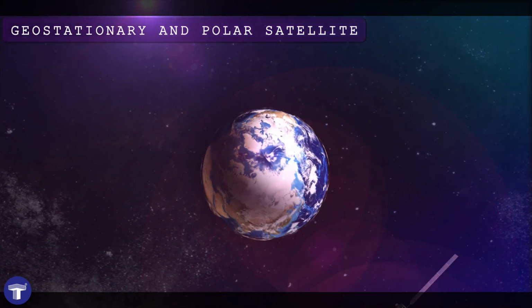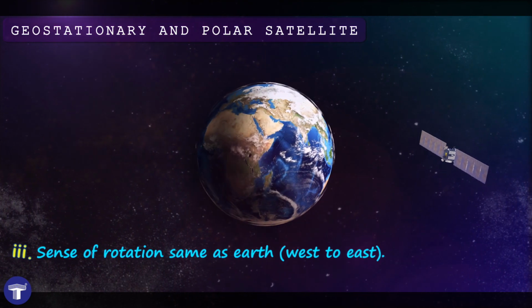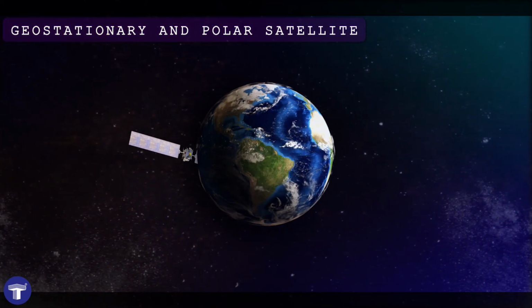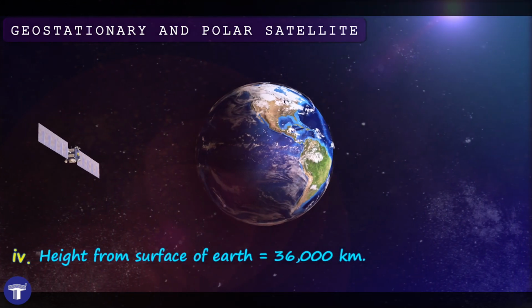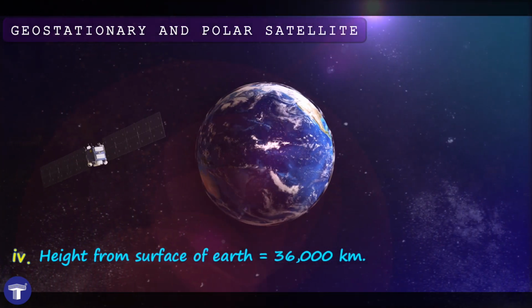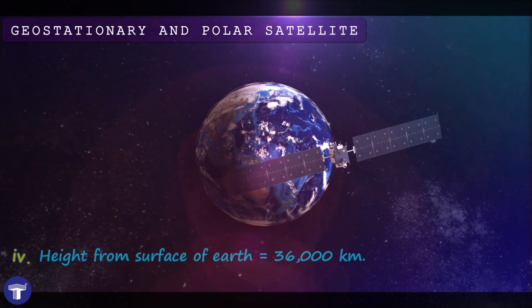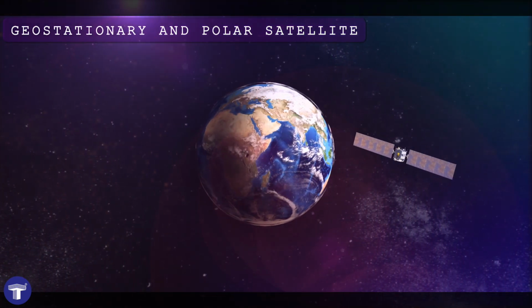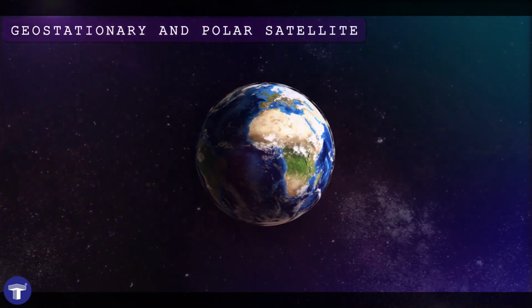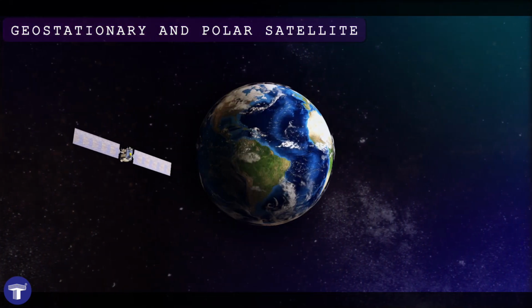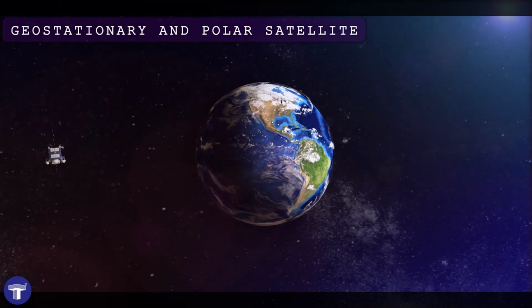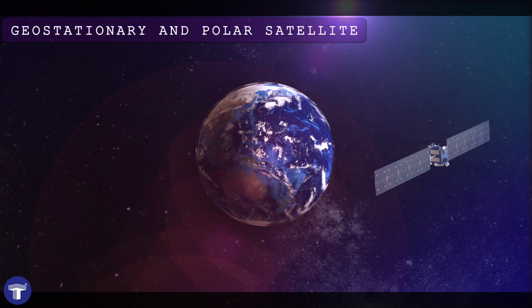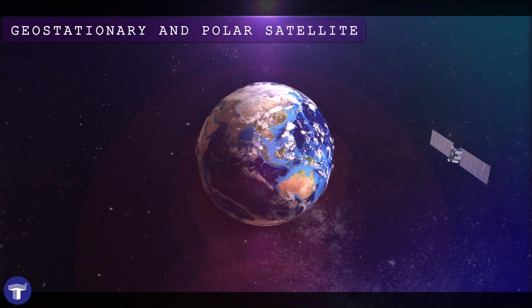Not only that, its sense of rotation is the same as that of the Earth, that is from west to east. And finally, geostationary orbits are those which are at 36,000 kilometers from the surface of the Earth. Geostationary satellites usually orbit above the equator. So this is what we call a geostationary satellite. They are used for communication purposes, for TV broadcasting, for global positioning systems, that is for the navigation that we use in our phones, and even for defense and intelligence purposes.